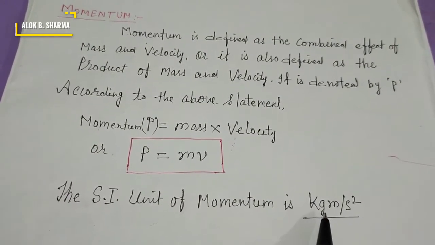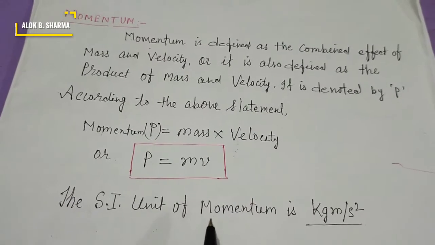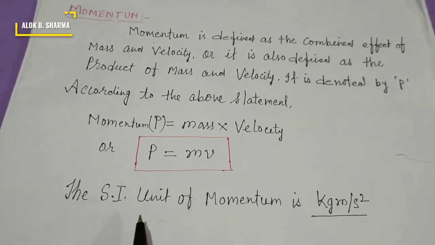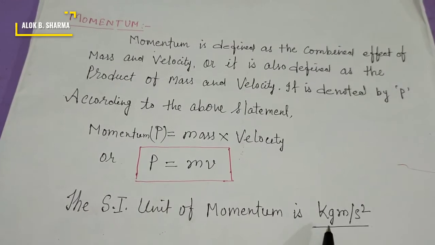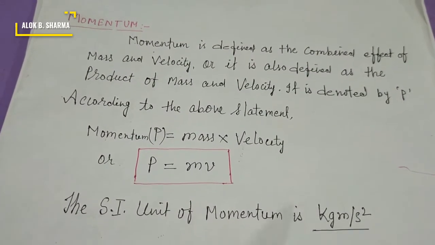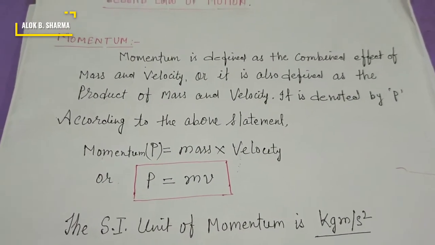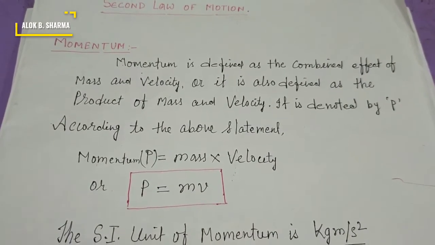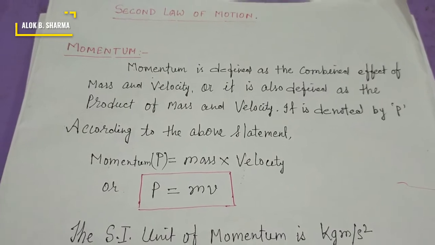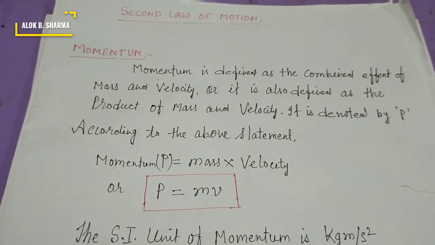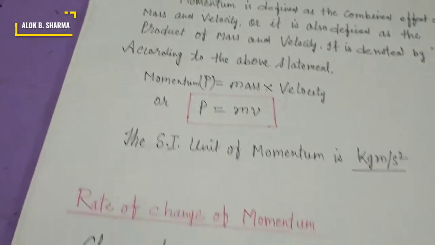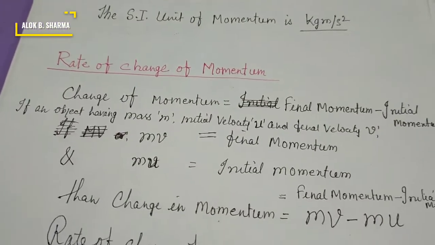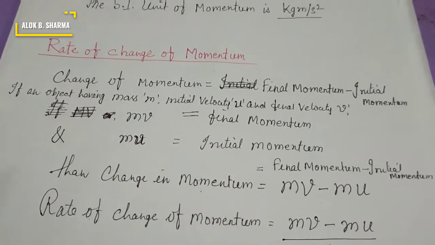This is a very important part. In the exam, questions may come: what is the SI unit of momentum? This is kg meter per second. So what is momentum, my dear student? It is the combined effect of mass and velocity, or the numerical definition of momentum is the product of mass and velocity.